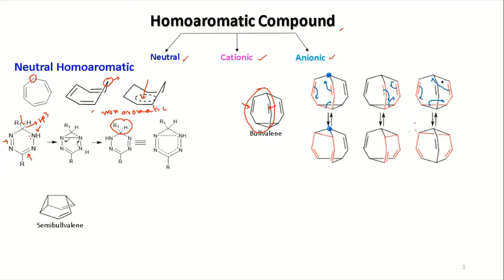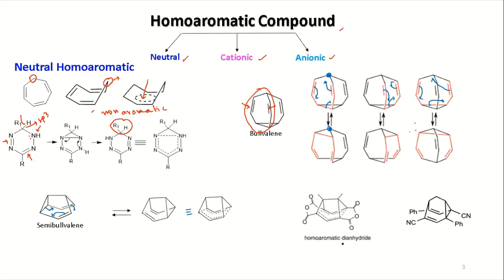Let us look at another difficult example, semi-Wolverine. The previous one was Wolverine, this is semi-Wolverine. If you look at the structure, you can do it the same way. This can have this structure also after delocalization. So this is the overall canonical structure. And looking at the exact example of this molecule, people have synthesized in the laboratory the homoaromatic dianhydride. You just have the anhydride here, and this is quite stable.